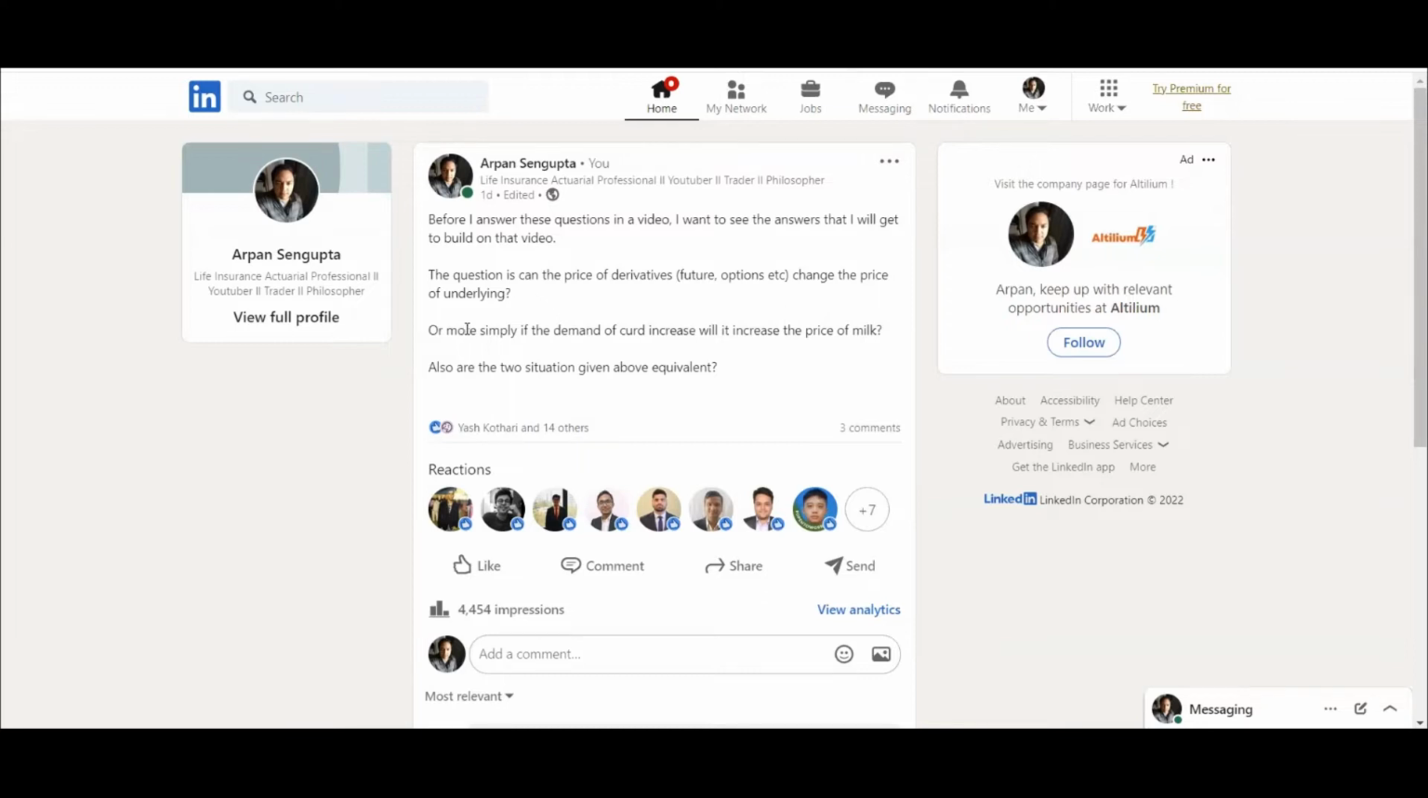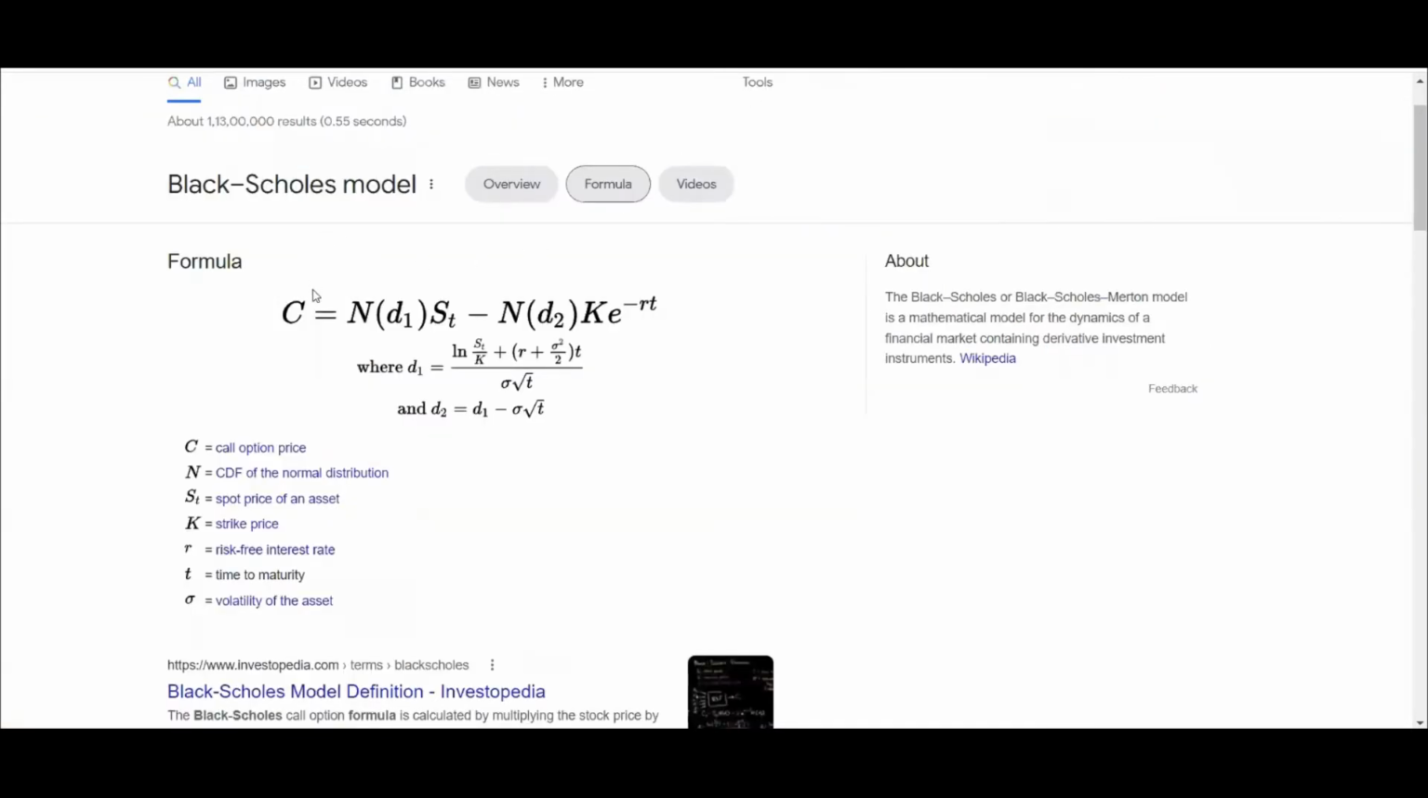That person told me, see, you have heard about curd, right? Curd is made out of milk. So curd is a derivative of milk, and if the demand for curd increases, then the demand for milk also increases, right? So you can say that when the demand for a derivative of a stock increases, then the demand for that stock will also increase, and that would also cause an increase in the price of the derivative. So in that way, it is related. So what he's saying is that the price of the derivative is influenced by demand and supply, right?